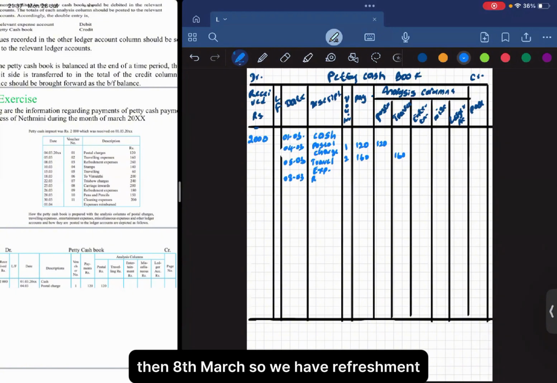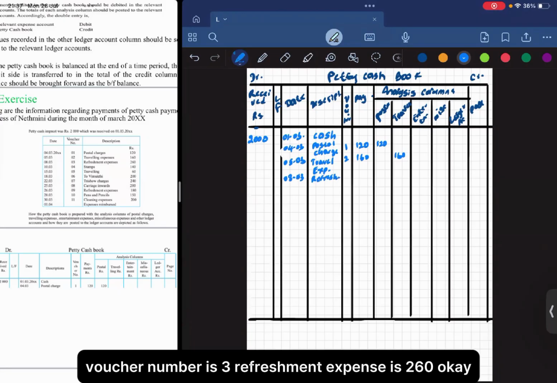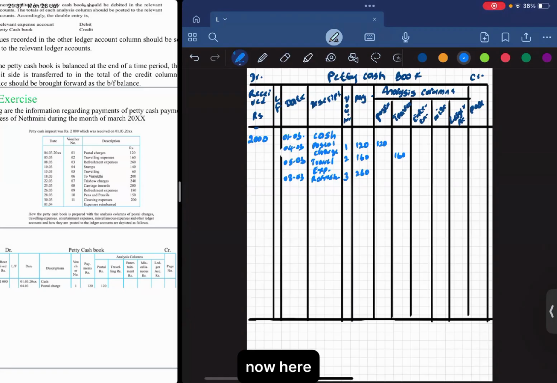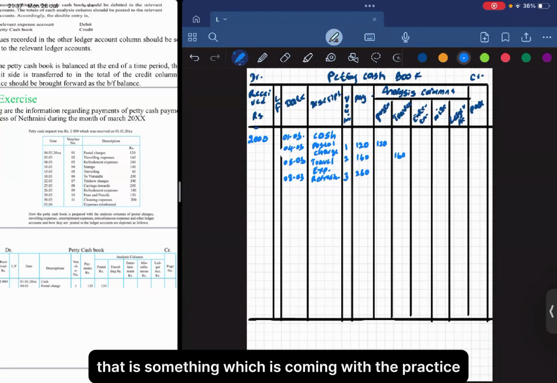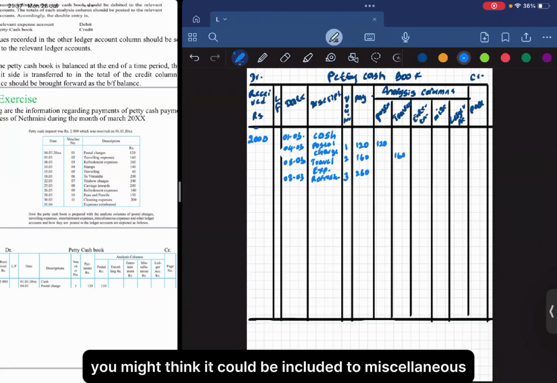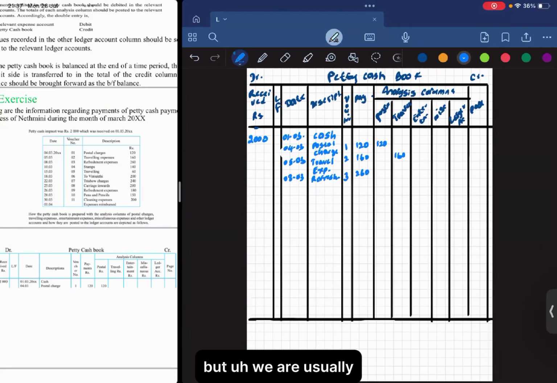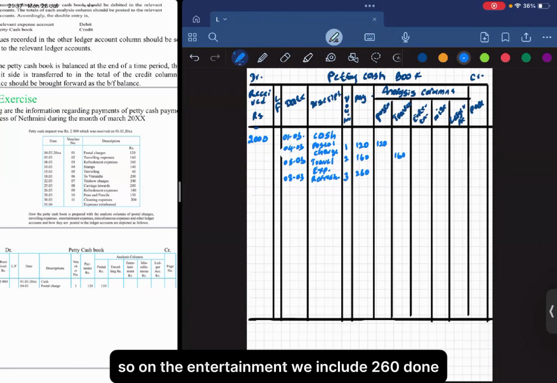Okay. Then 8th March, we have refreshment. Voucher number is 3. Refreshment expense is 260. Now here, refreshments we are including under entertainment. That is something which comes with practice as well. Sometimes you might think it could be included in the miscellaneous column. No, but we usually include the refreshments under entertainment. So under entertainment, we include 260.